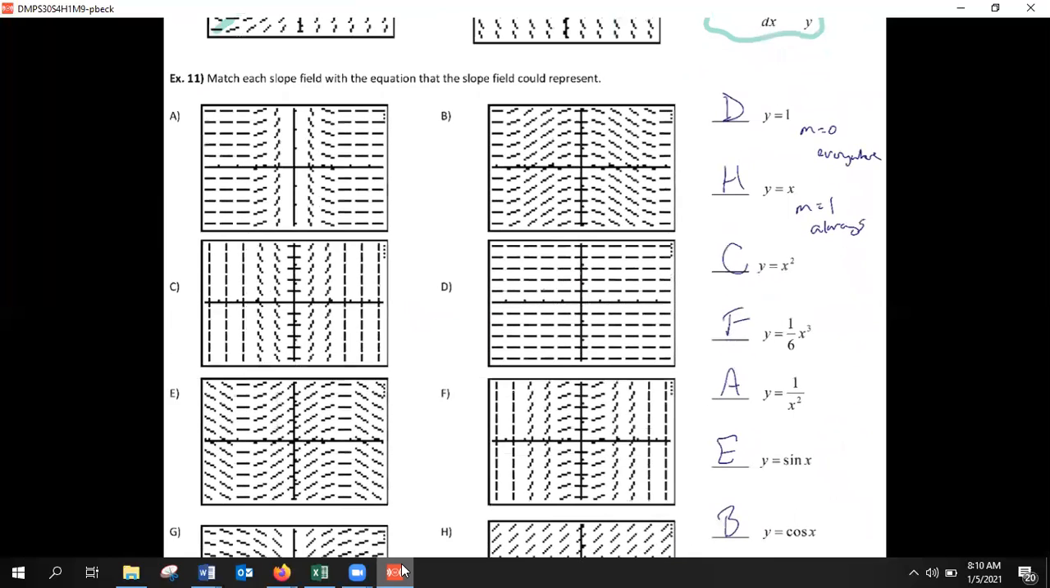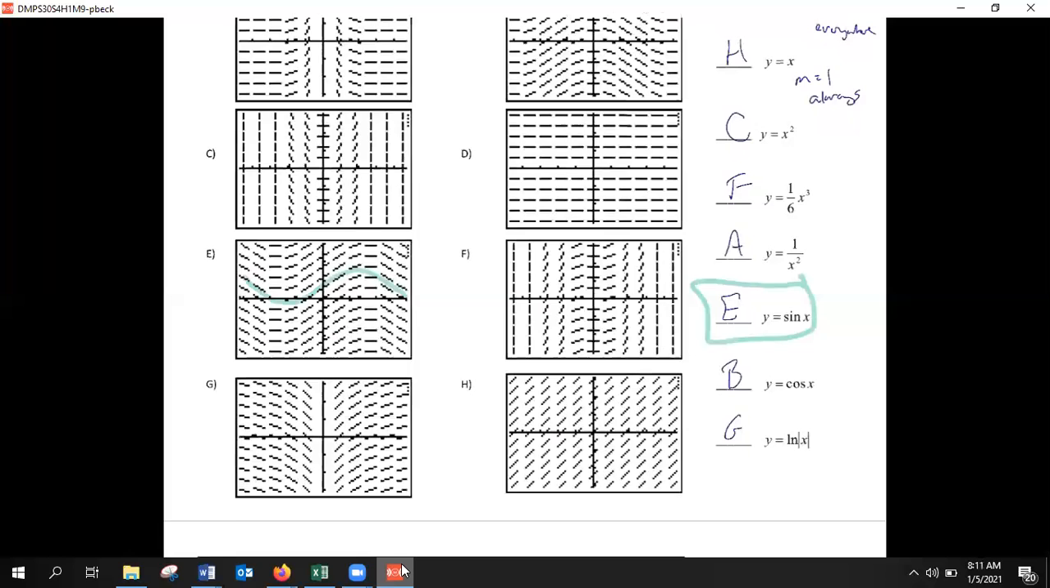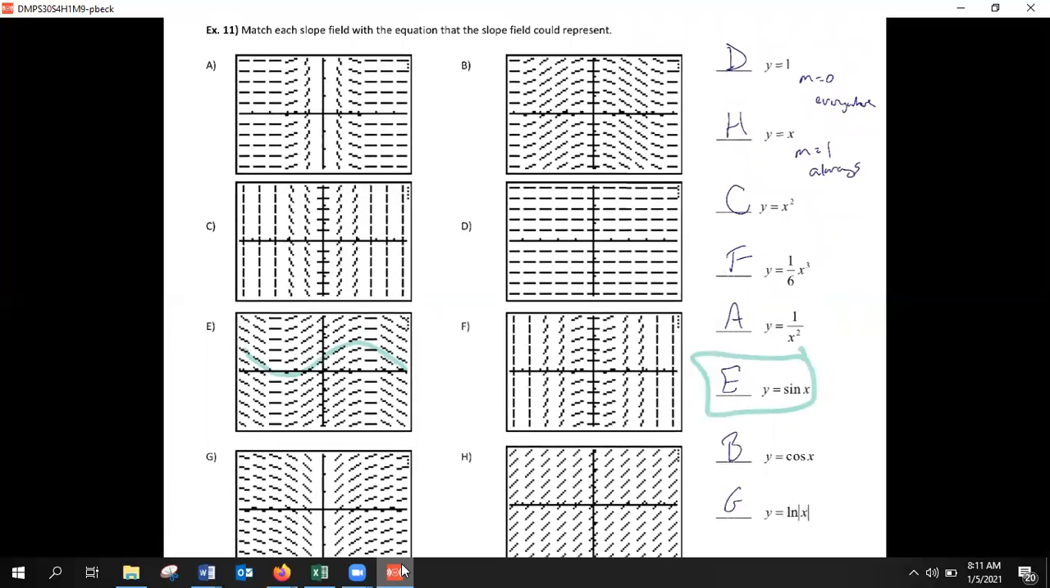All right, some continuing matching. Basically, what we could do is use the function itself to say what the slope field looks like, or we could use the slope field to say what function it looks like. For instance, this looks like the sine graph. Since that looks like the sine graph, that would be E right here. This one right here is our cosine graph.